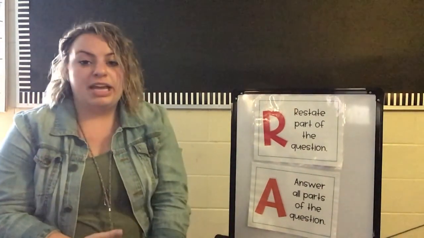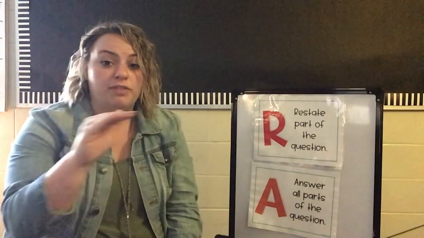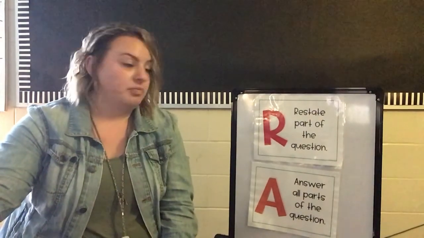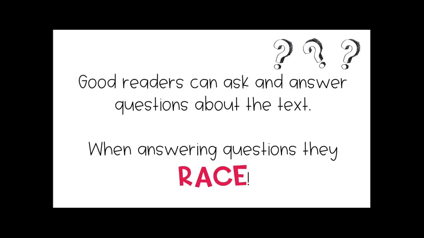So if you're not saying the part of the question, the color of the flower was yellow, then the reader's not gonna know what you're talking about. So I'm gonna give you some examples on how to restate the question. Today, you're going to restate the question and your answer so that you can let the reader know what the question was. So, good readers can ask and answer questions about the text.